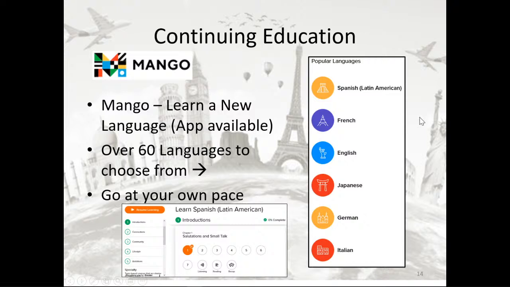So let's talk about other continuing education programs. There's Mango, learn a new language. Okay, this could even be great for someone trying to, of course, learn English as a second language. This program does have an app that you can download, and it does have voice recordings, as you can see down here. So it's not just reading. I'm not sure if they have any videos in there, but I do know that they have audio, and it's free through the library.